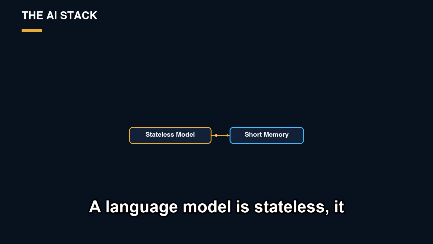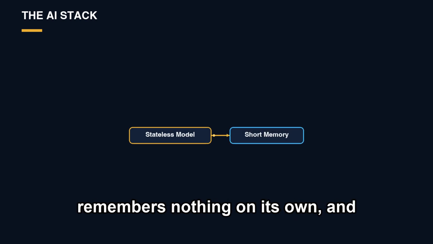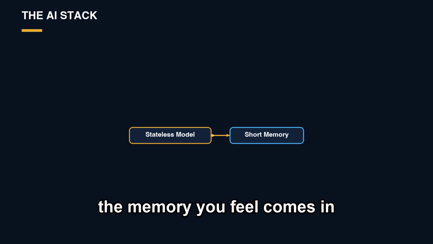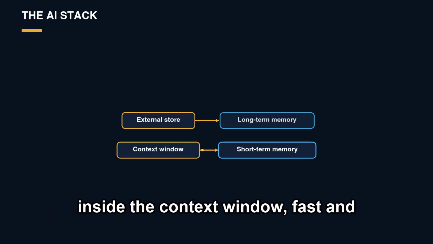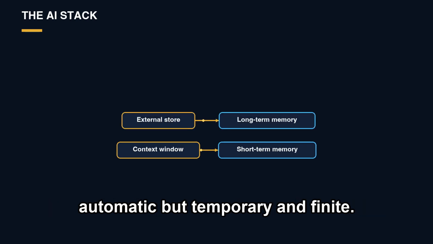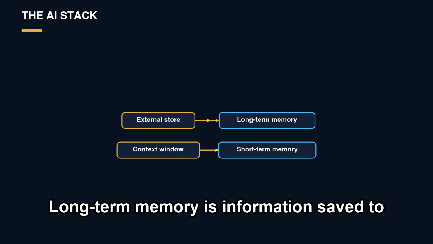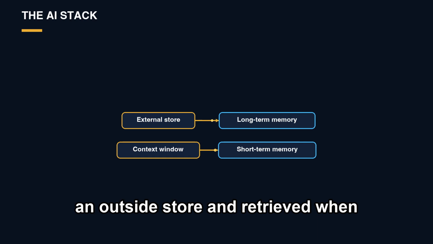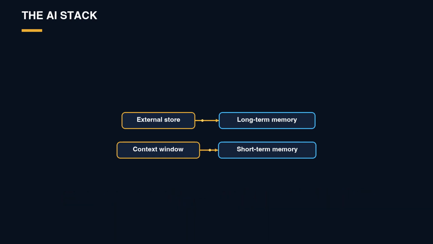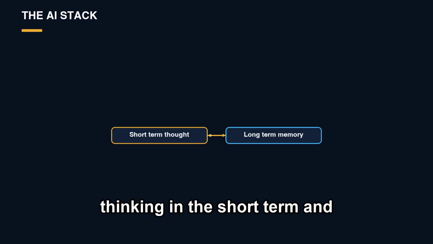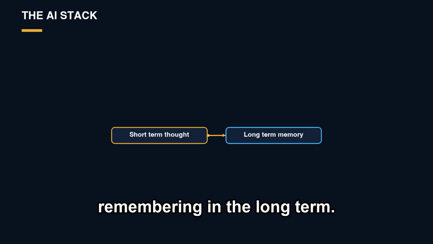A language model is stateless. It remembers nothing on its own, and the memory you feel comes in two distinct forms. Short-term memory is the live conversation inside the context window, fast and automatic but temporary and finite. Long-term memory is information saved to an outside store and retrieved when relevant, persistent, and searchable, but something you must deliberately manage. Real agents weave the two together, thinking in the short term and remembering in the long term.